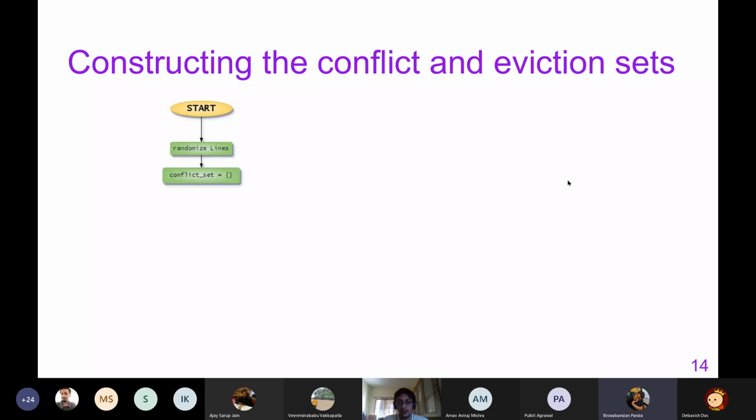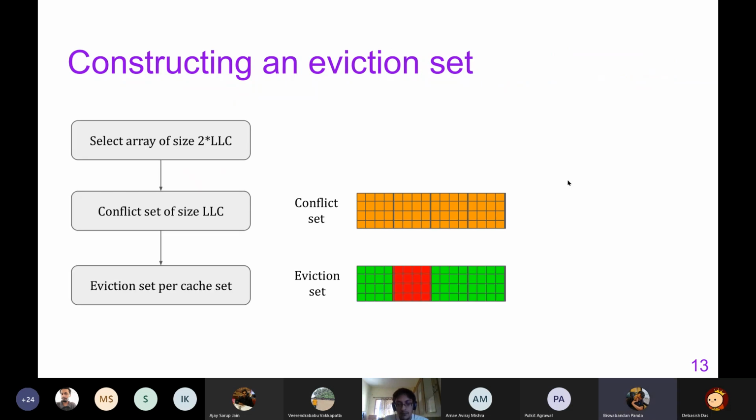Hey Rajiv, I have a question. Yes. In the previous slide, why did you pick an array size which is twice the size of the LLC? Just to make sure that we fill the entire LLC. Suppose it is exactly equal to the LLC, it is possible that we might evict the already existing line which we put just before, so we might not be able to cover the entire LLC. But if we have 2 times the LLC, then we'll be able to cover the entire LLC at some point. Okay.